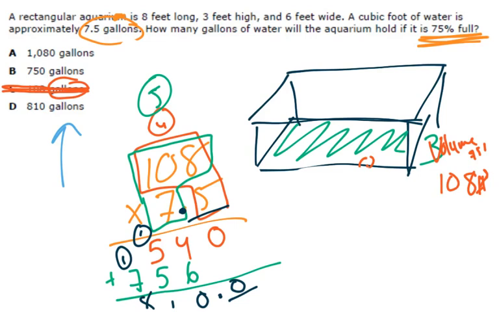So my final answer is that the aquarium, when it is 75% full, holds 810 gallons of water. That would be D. And those are some examples of how to solve the more complicated volume problems, especially when they include a percentage full amount. Hope this was helpful.